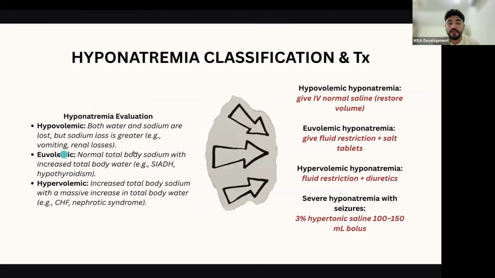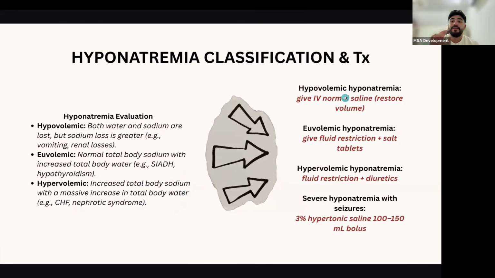If it's euvolemic, it means that the total body sodium is normal with increased total body water, okay? Just like we see in inappropriate ADH release. Hypervolemic will be an increase in the total body sodium with a massive increase in total body water. And this could be seen when our checkpoints get to fail, like congestive heart failure or nephrotic syndrome, okay?